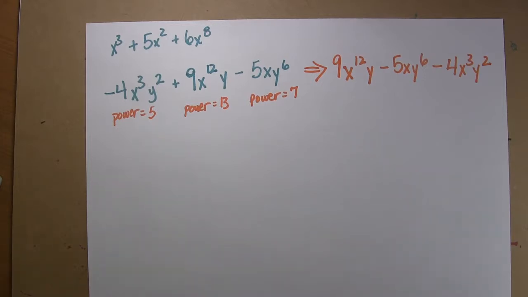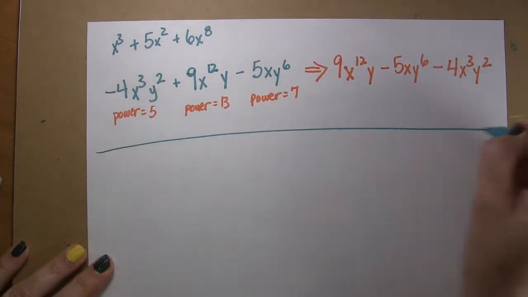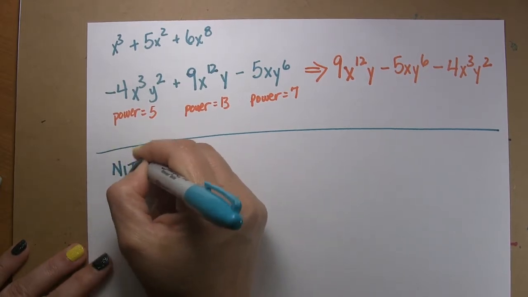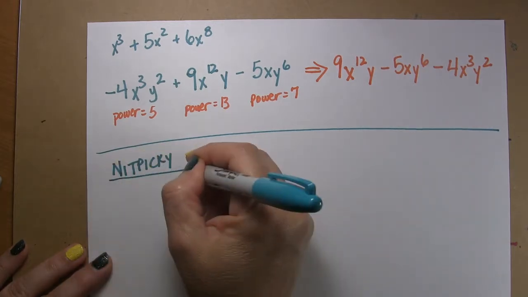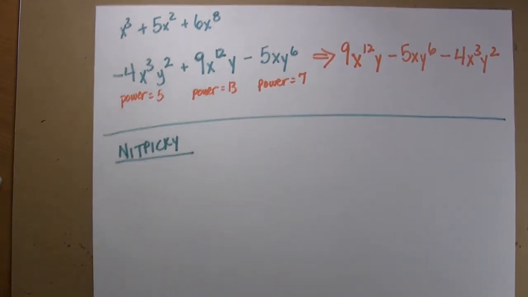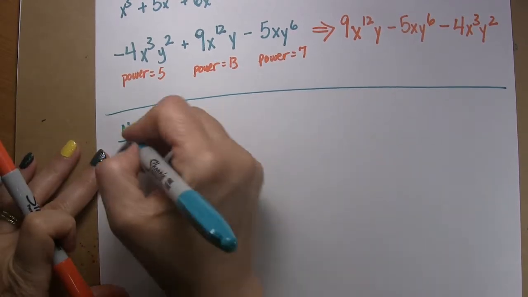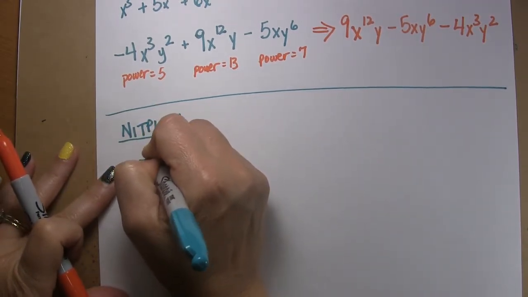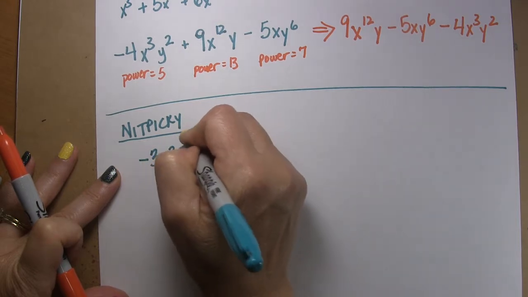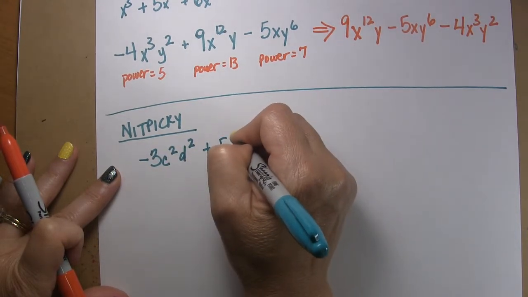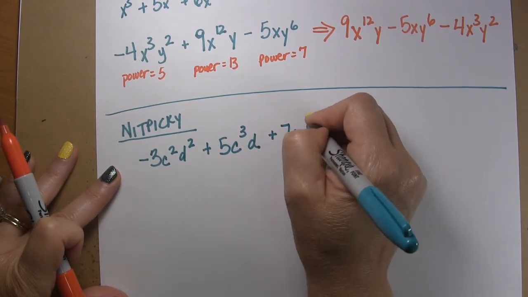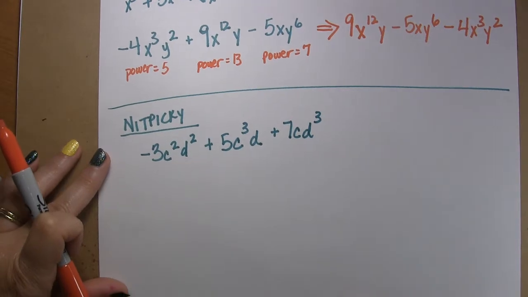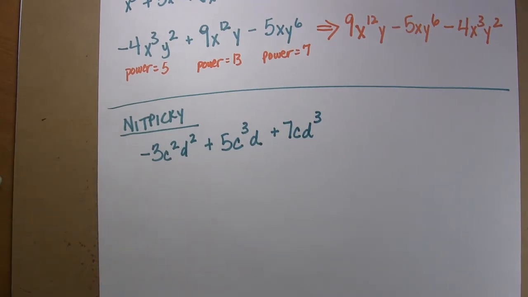So that's great. However, some of you are sitting there thinking, yeah, but what if it doesn't work out exactly like that? And for those nitpickers out there, I'm going to give you an example. Here we go. Try this. Negative 3c squared d squared plus 5c to the 3rd d plus 7cd to the 3rd. All right, smarty pants. What do you think this is?